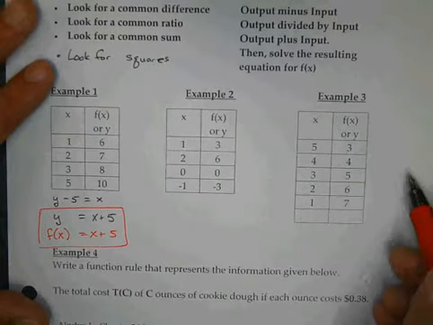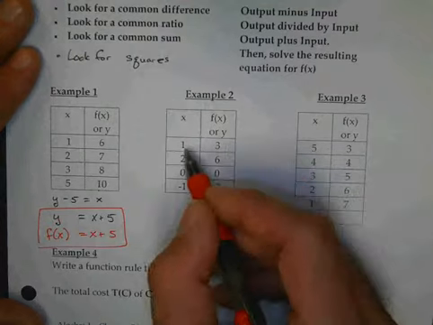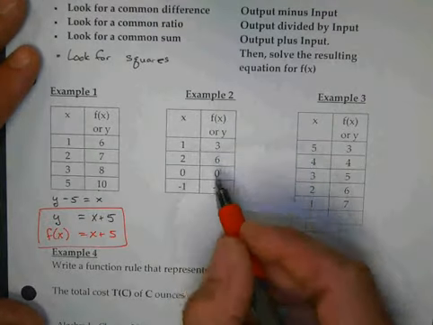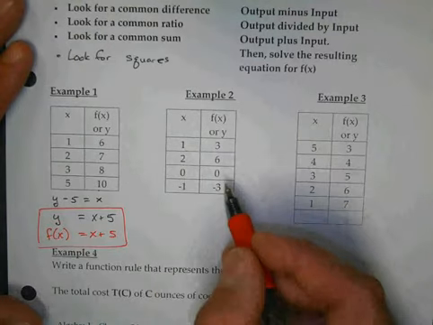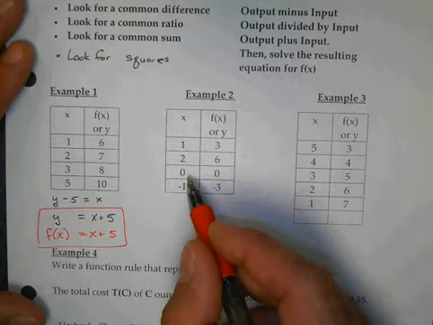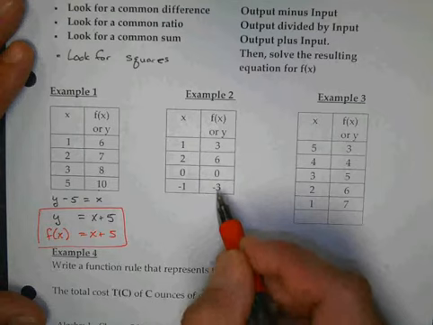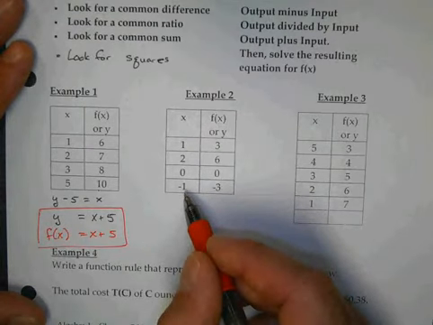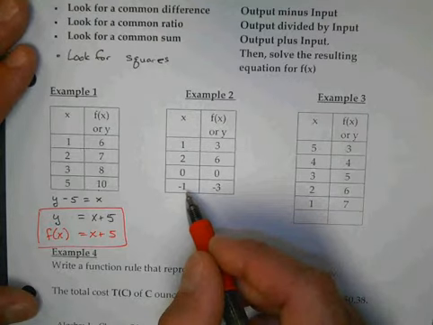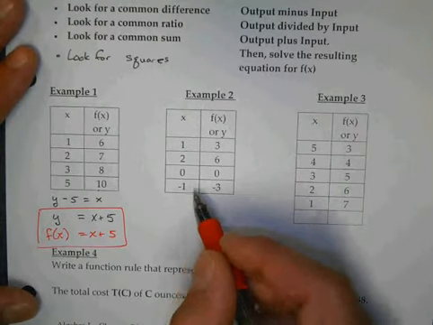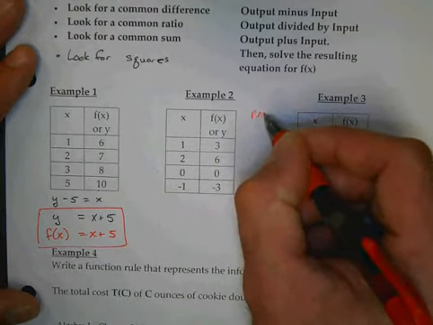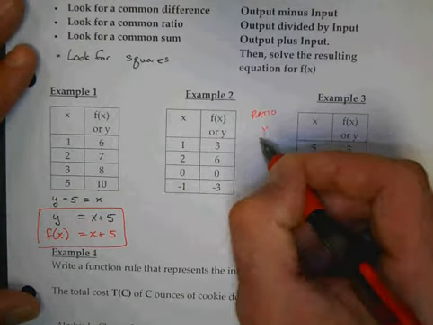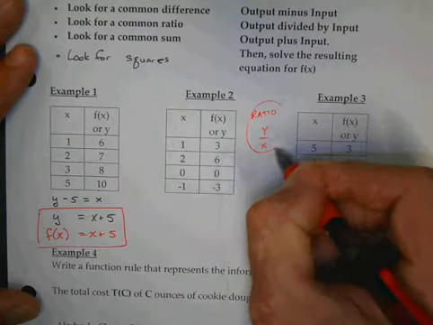No. Look for a common ratio. What's 3 divided by 1? What's 6 divided by 2? 3. 0 divided by 0? -3 divided by -1? 3. Does it look like there might be a common ratio? The common ratio is always the second number divided by the first number. So in this case, the ratio is y divided by x.